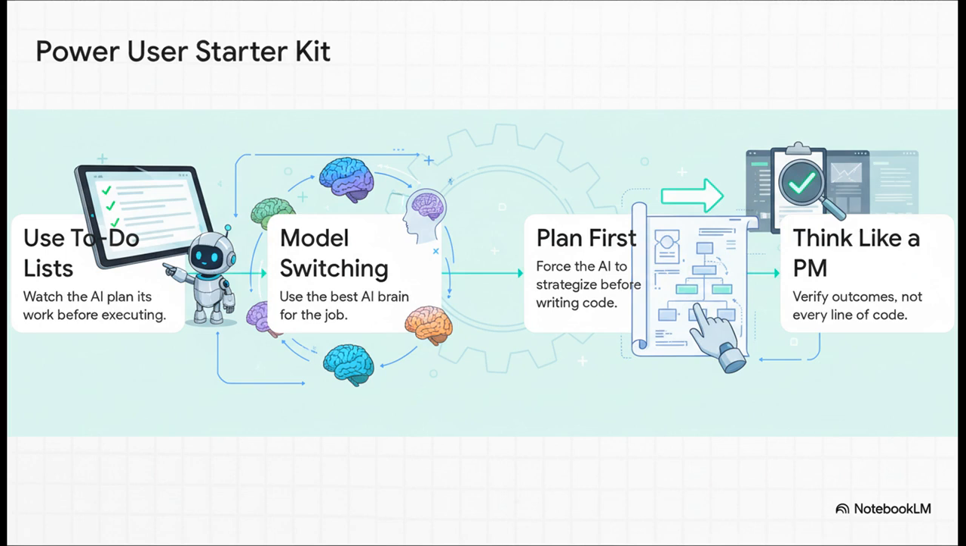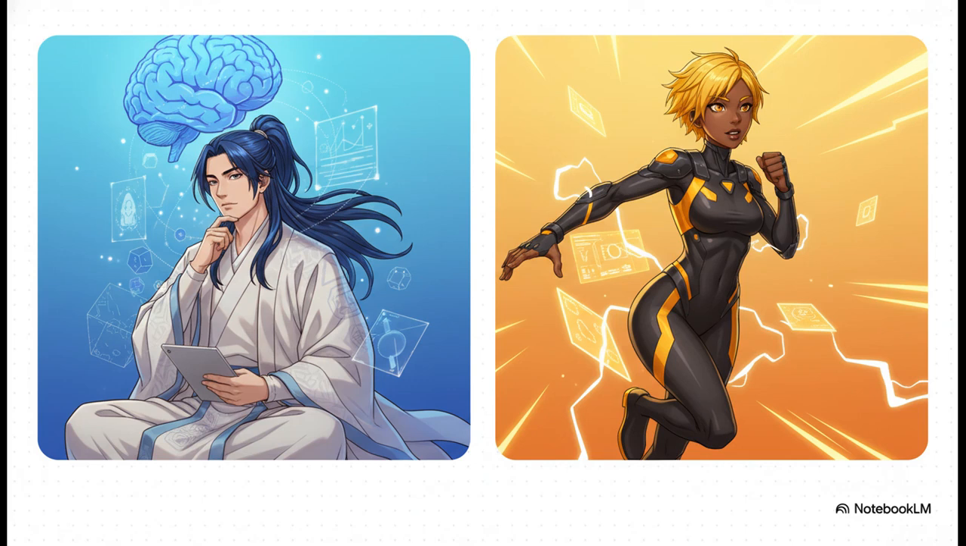Second, get good at switching models to use the right tool for the job. Third, force it to plan and strategize before it writes a single line of code. And fourth, and this one's a huge mindset shift from Avtar, stop micromanaging the code. Think like a product manager. Does the final result work? If yes, move on.